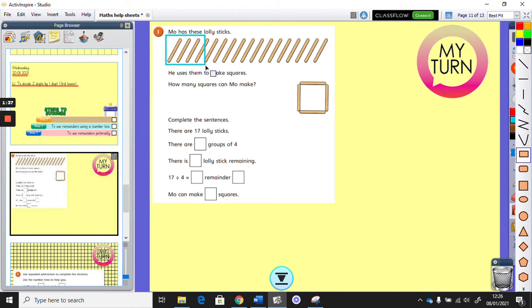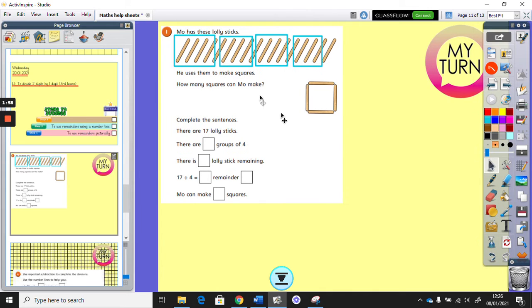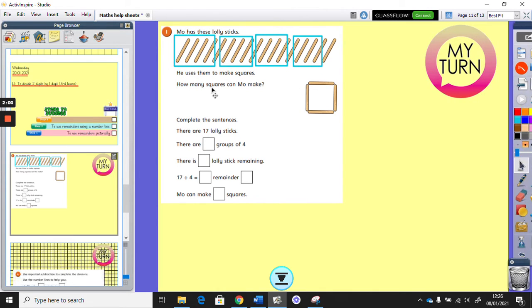1, 2, 3, 4. 1, 2, 3, 4. 1, 2, 3, 4. This will be easier with a pencil. 1, 2, 3, 4. And can you see there is 1 left over? So how many squares can Mo make altogether? And how many are remaining? How many remainders are there?